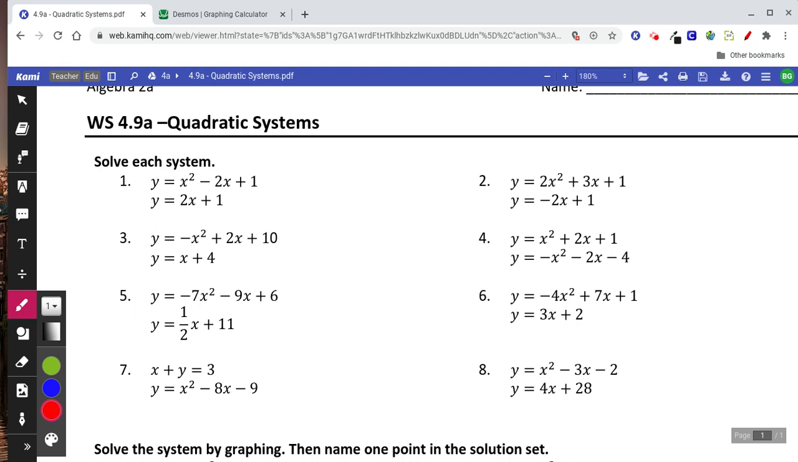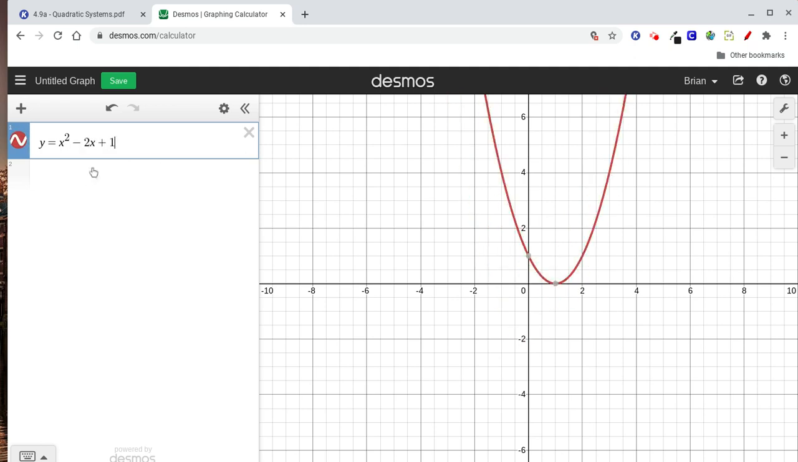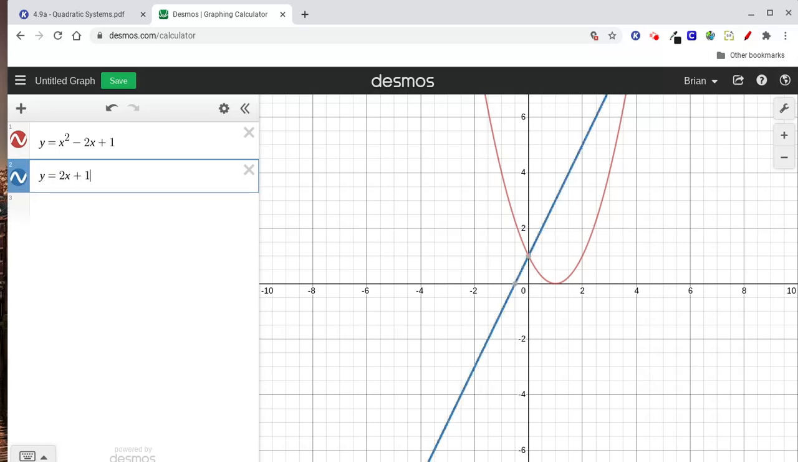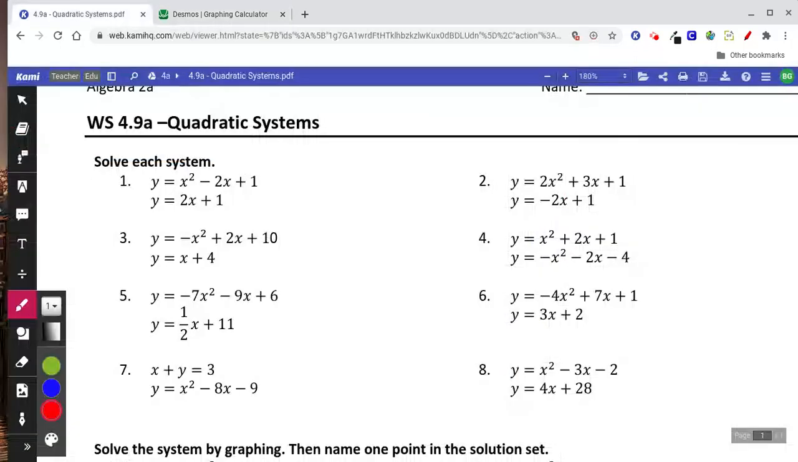4.9 Quadratic Systems. We've already done a lot of problems like this, so get out Desmos and let's graph away. Problem 1, x squared minus 2x. We're just going to enter this in Desmos. So we see a parabola, and the other one should be a line. So look for where they cross. Simple enough. They cross at 2 points, (0, 1) and (4, 9). So solve each system.